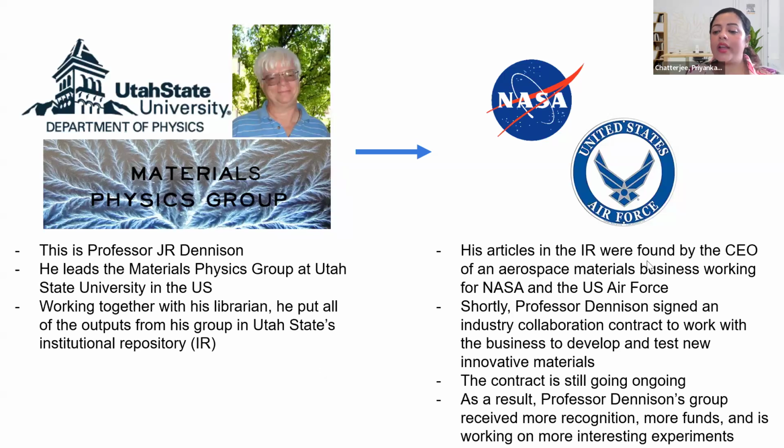His article in the IR was found by the CEO of an aerospace material business working for NASA and the US Air Force. Shortly after, Professor Dennison signed an industry collaboration contract to work with the business to develop and test new innovative materials. The contract is still ongoing. It's an ongoing project. As a result, Professor Dennison's group received more recognition, more funds, and worked on more interesting experiments.